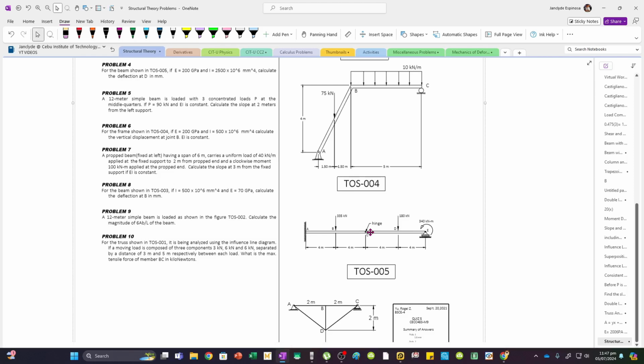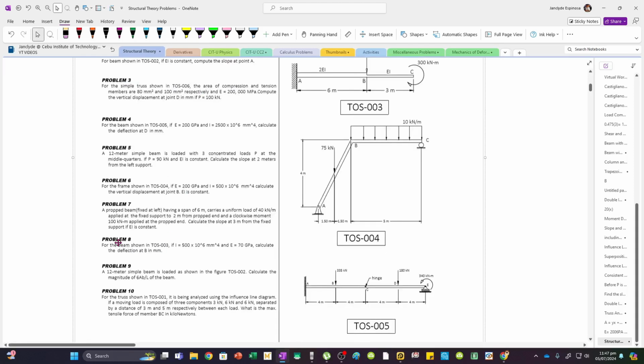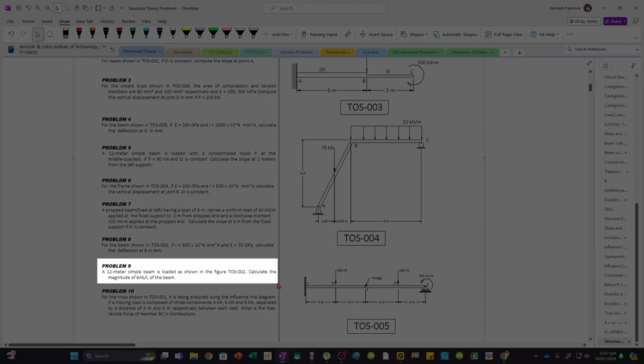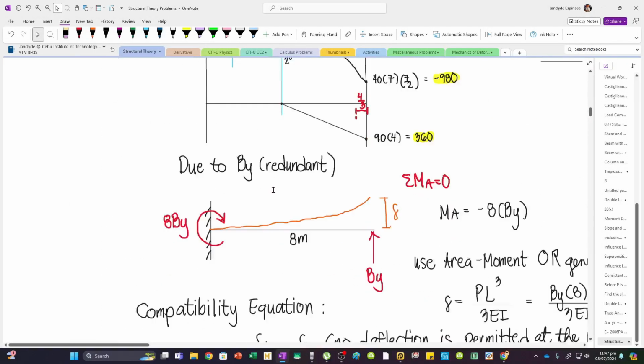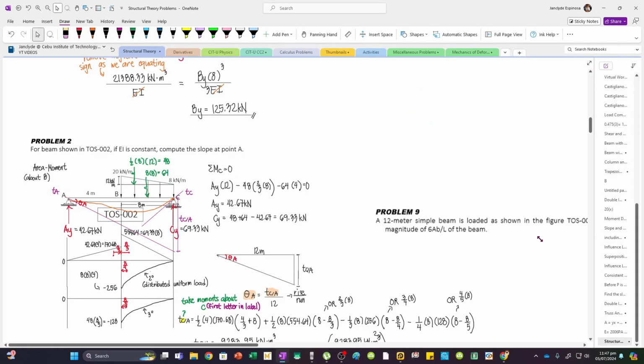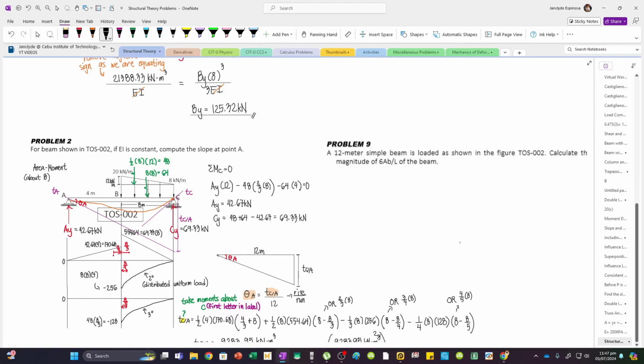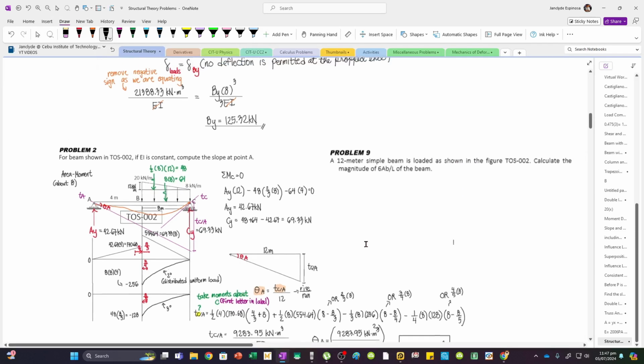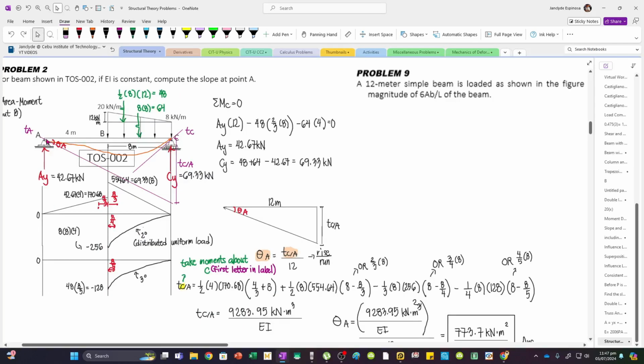TOS-002. The question in problem 9 is connected to item number 2. So this is item number 2. We have to calculate 6AB over L. Now, this is about B. Now, we already have this point. Let's consider this as the first span, AB, and then this is BC.